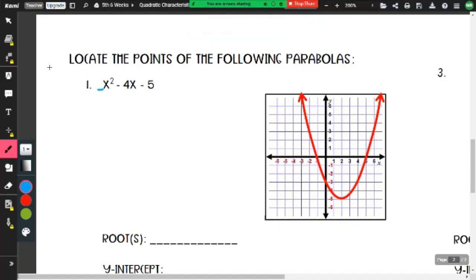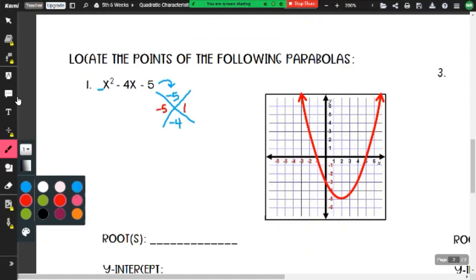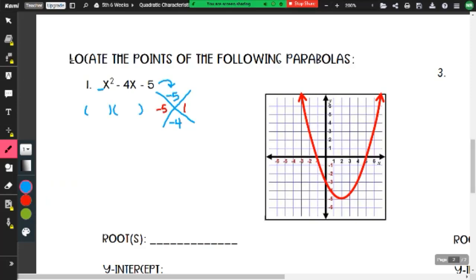You do not need to put a 1. Correct. You go straight to your diamond, putting the last number, -5, at the top and the middle number, -4, in the bottom. So what two numbers multiply to get -5 and add to get -4? -5 and 1. Once I solve my diamond, I put those into parentheses in my binomials: x minus 5, x plus 1.